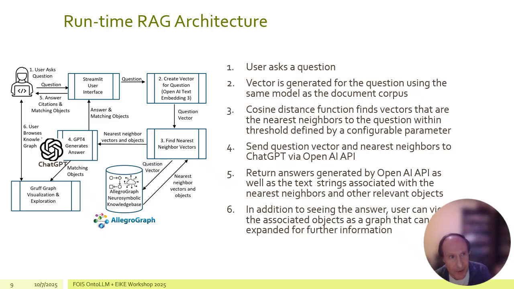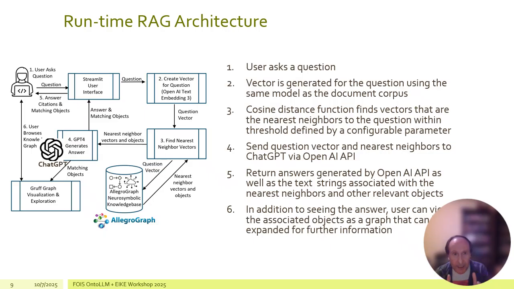Then the final step is the runtime architecture. The previous steps were the way we set up the corpus. This step is what happens at runtime. So step 1 is that the user asks a question. That goes into the Streamlit user interface. And then that goes to step 2, which is a vector is generated for the question using the same model as the document corpus, because we want to compare the question vector to the vectors for the corpus documents.